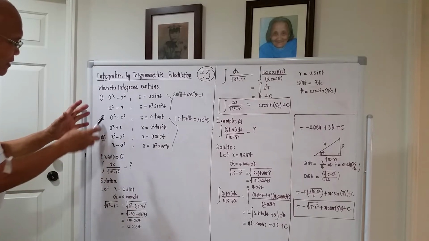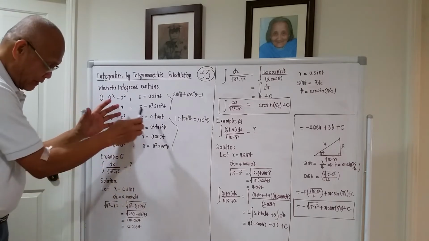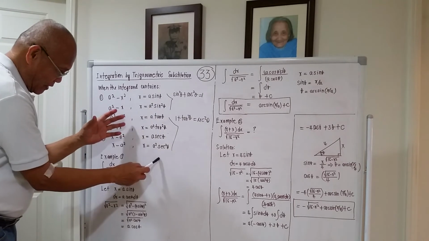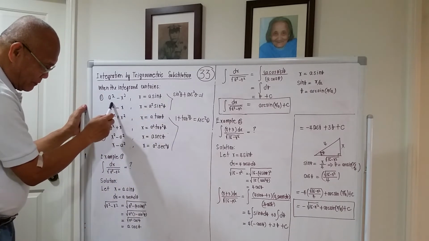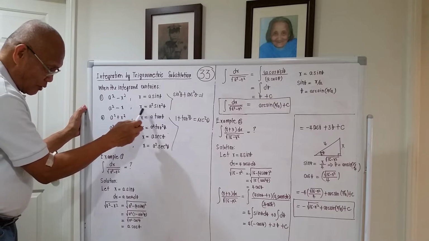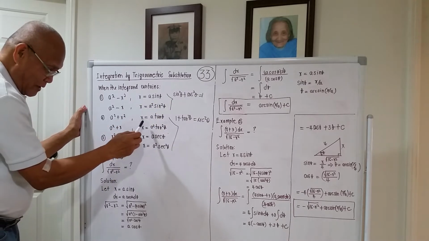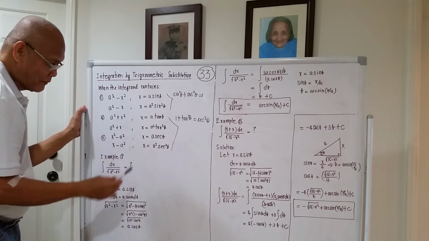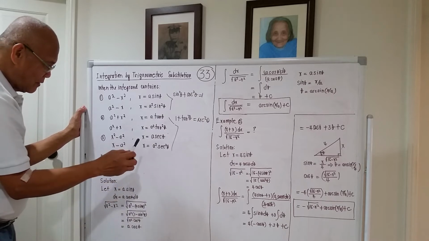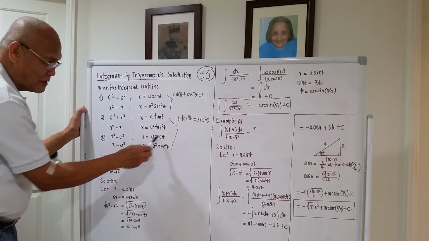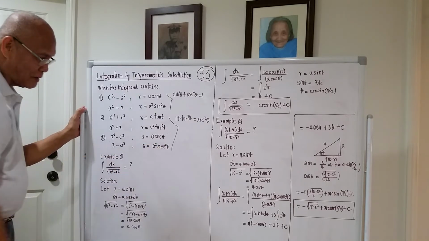So memorize these 6 variations or 3 variations by heart plus this substitution here. First one, x equal to a sine of theta. Second one, x will be a square sine square of theta. Third one, x equal to a tangent of theta. Fourth one should be a square tangent square of theta. Fifth one, it should be a secant of theta. The last one should be a square secant square of theta.